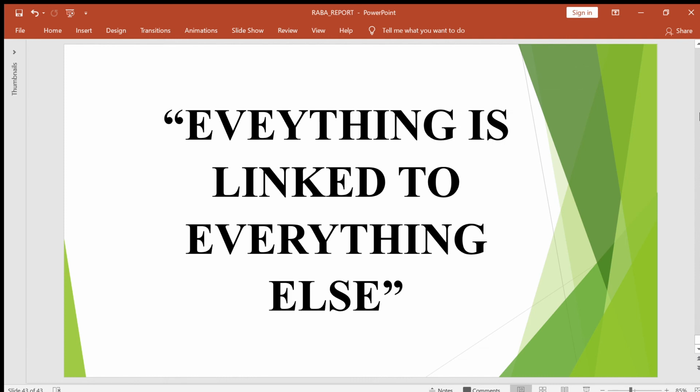Everything is linked to everything else. What does this quote mean? This quote means that from every cell to every organism, by building an ecosystem and contributing to the life support of Earth, everything is equal to life.